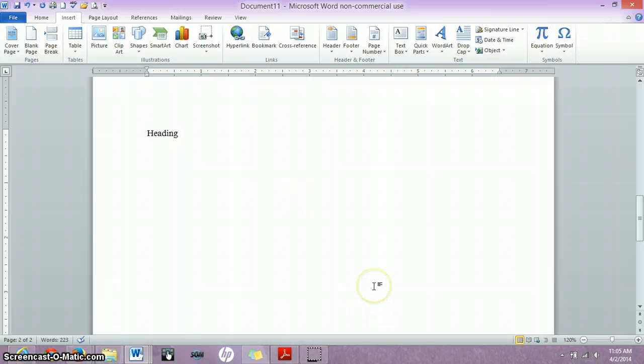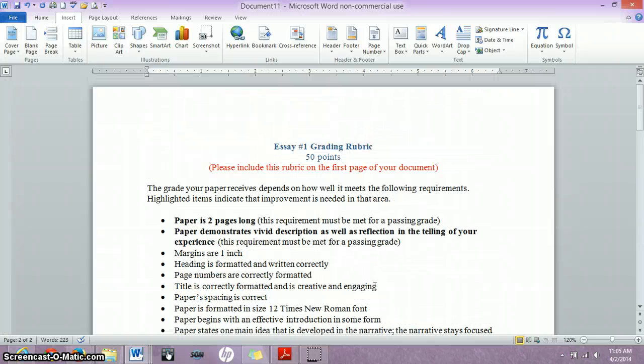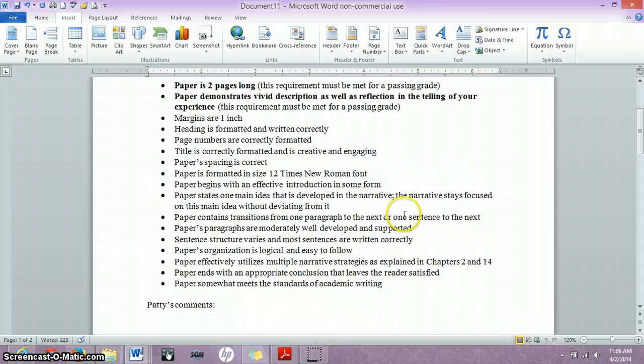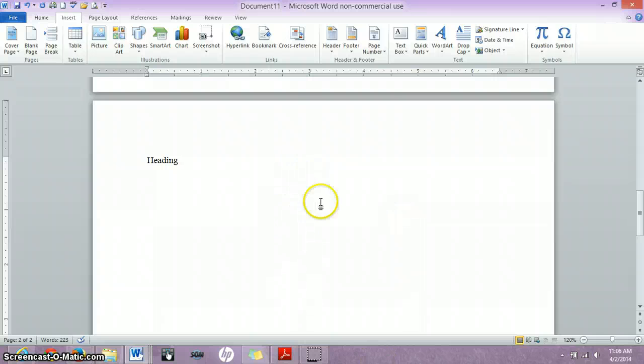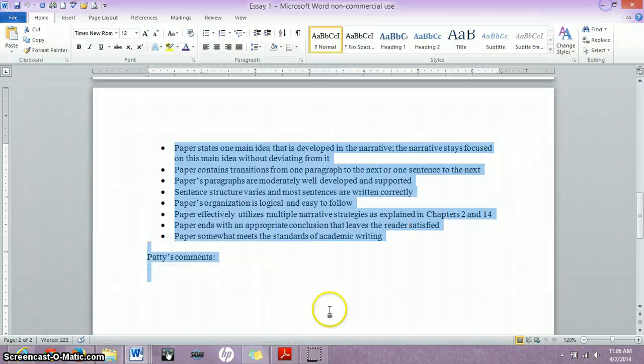So again, your rubric goes before the first page of your paper. Hopefully you can keep that in mind. Otherwise, I'll try to correct you on it and say, oh, please just put your rubric first and then use your heading and page numbers on your paper itself. So hopefully that makes sense.